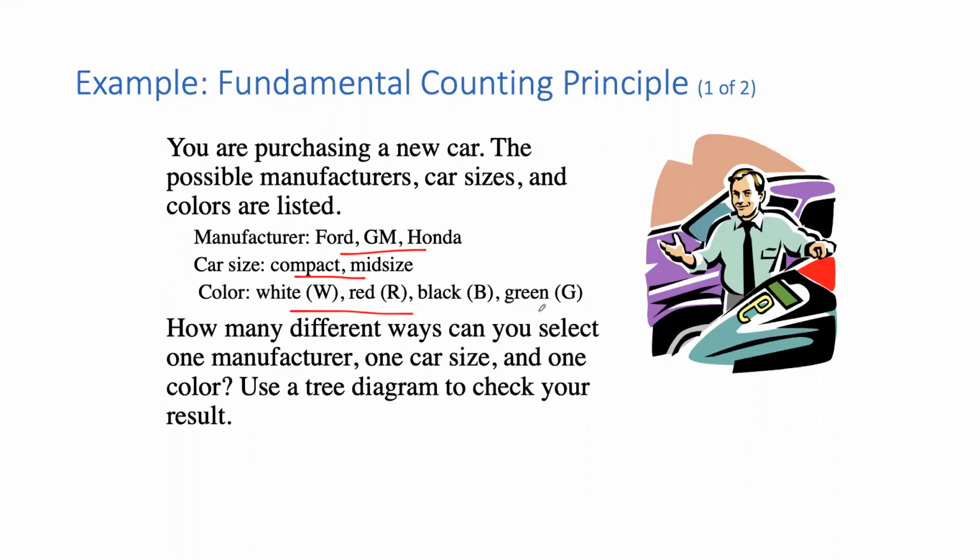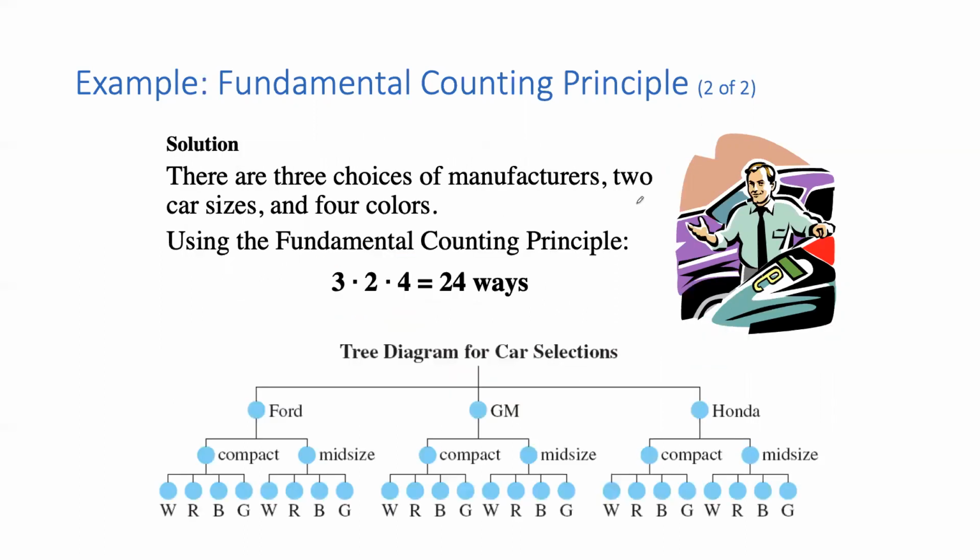You could also end up with a green compact Honda, right? You could end up with all these different choices, and the question becomes, how many different kinds of cars can you get out of this selection criteria? So if I use the tree diagram straight away, you can see it's becoming very complicated, but it's illustrative here. My decision rests on three different levels.